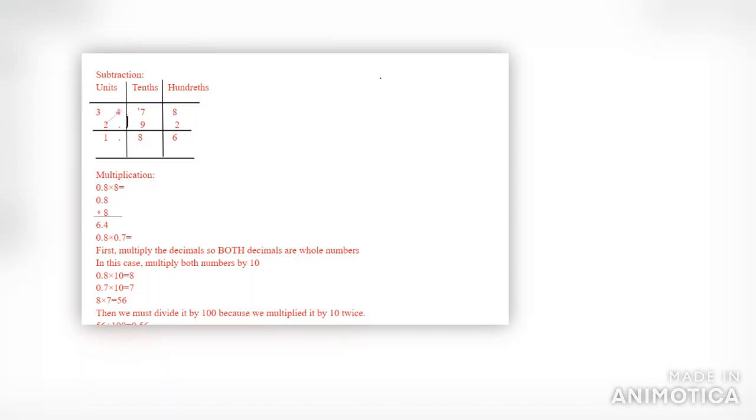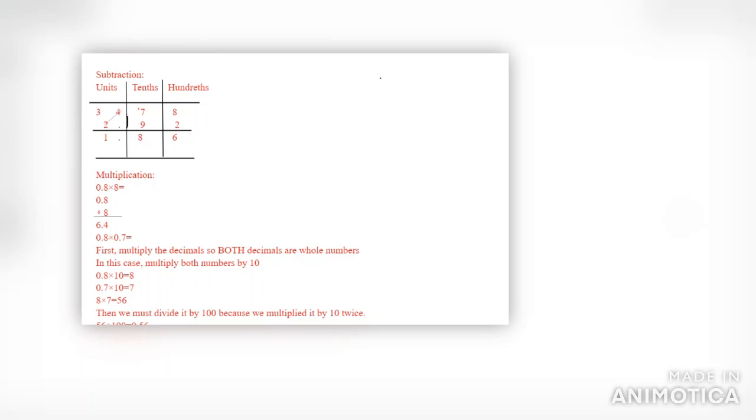Next, another example with this is 0.8 times 0.7. First, multiply the decimals so both are whole numbers. In this case, multiply both numbers by 10. 0.8 times 10 equals 8, and 0.7 times 10 equals 7. So 8 times 7 equals 56. Then we must divide it by 100 because we multiplied by 10 twice. So that would be 56 divided by 100, which is 0.56.